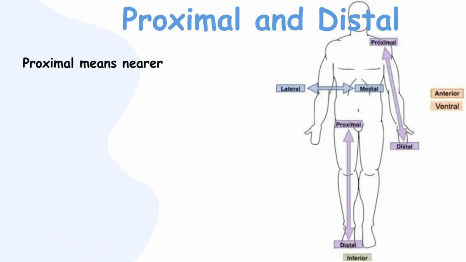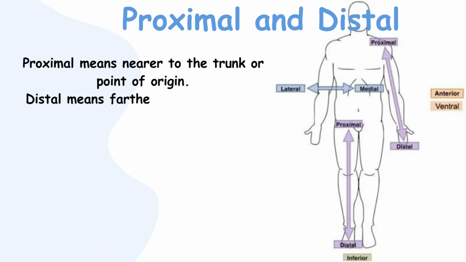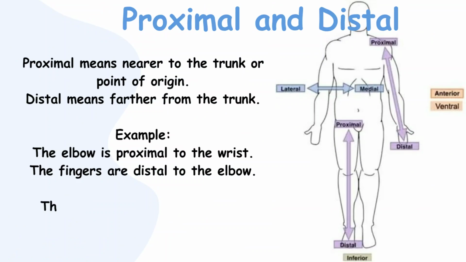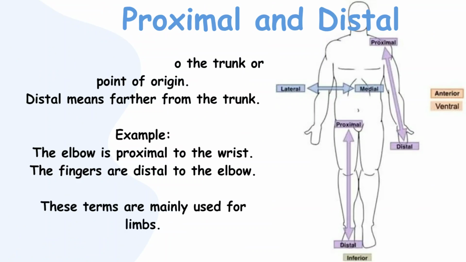Proximal means nearer to the trunk or point of origin. Distal means farther from the trunk. For example, the elbow is proximal to the wrist, and the fingers are distal to the elbow. These terms are mainly used for limbs.